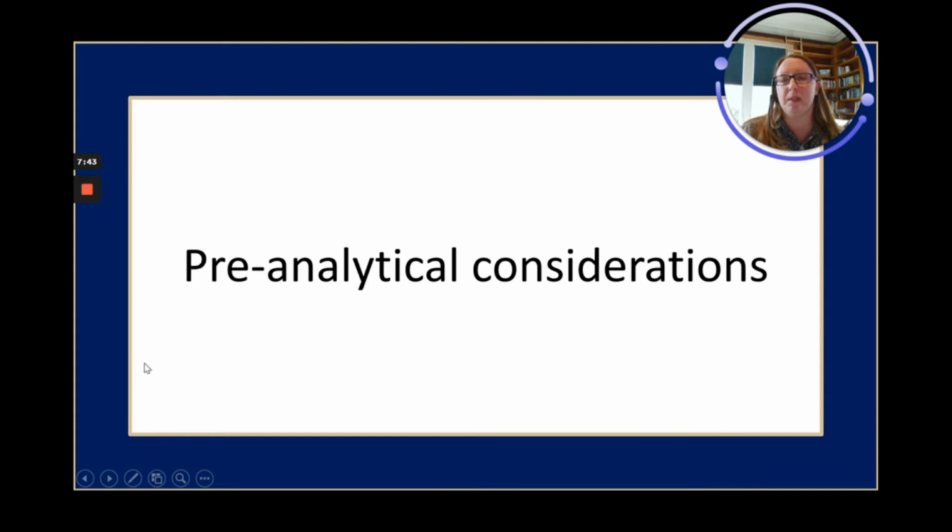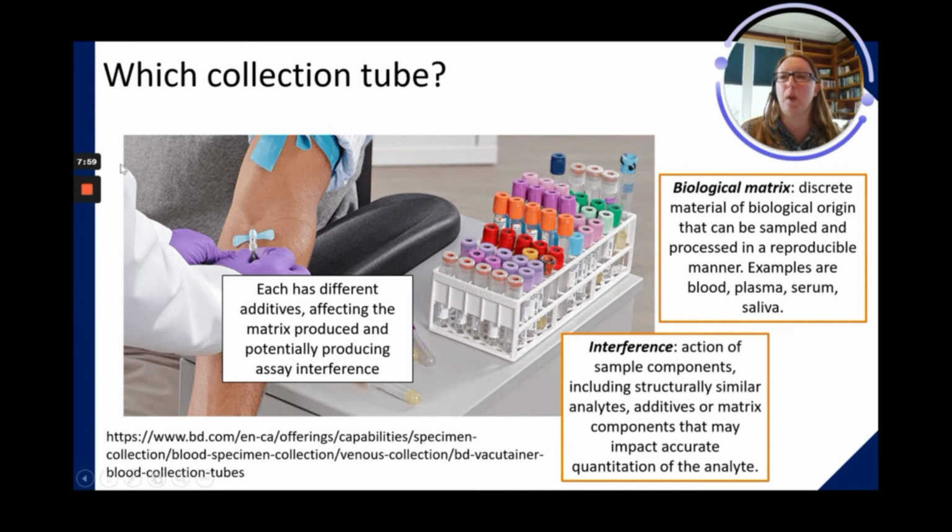Once you've designed your study and you've factored in these points about clearance, there are these pre-analytical considerations to take into account when actually taking your sample and then processing your sample in order to get good data. Starting with which blood collection tube or which collection tube do you use in the first place? Now, as you are well aware, there are many different types of potential blood collection tube for a number of different biological matrices that can be produced from that.